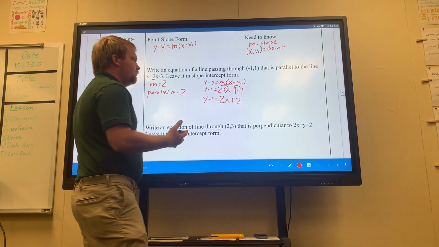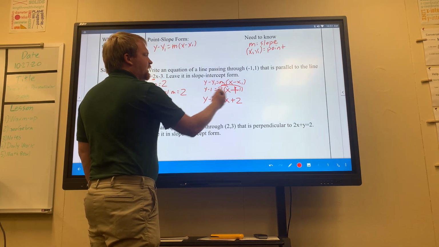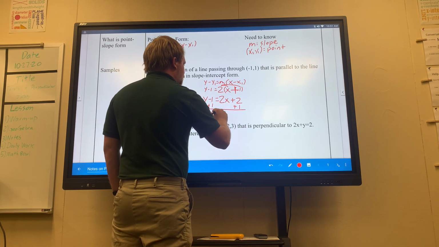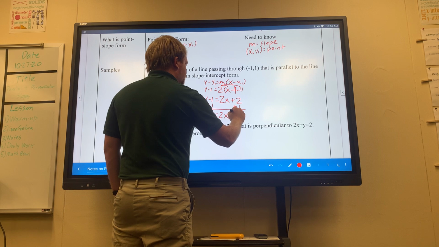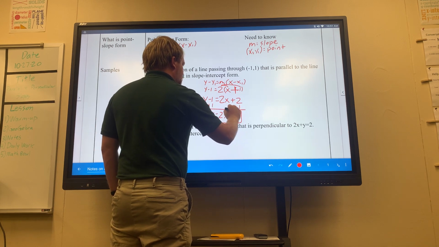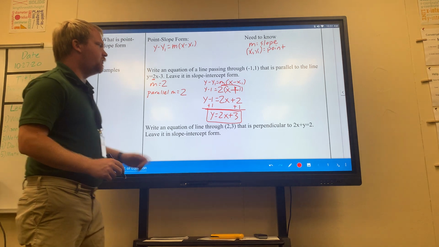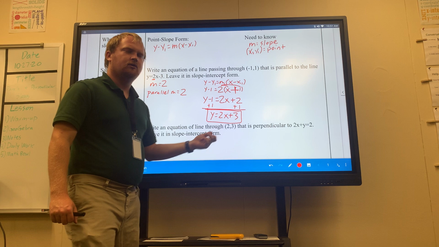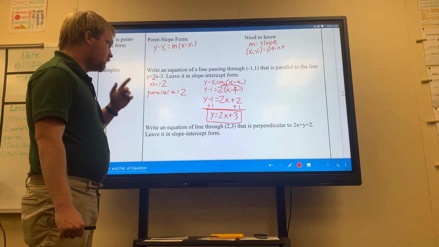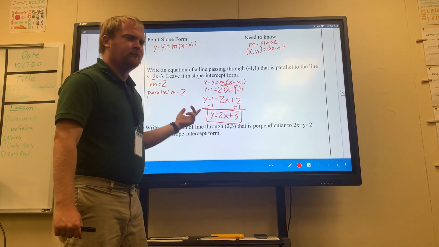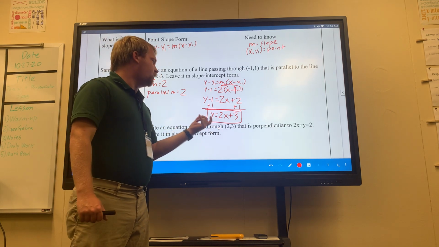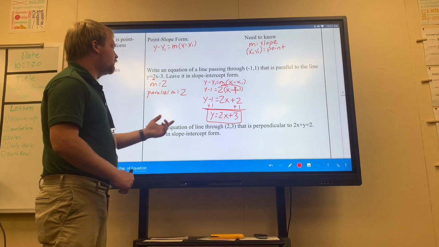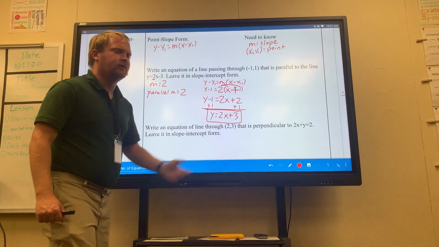Then, in order to get y by itself, I add 1 to both sides, and I get y equals 2x plus 3. Now that I have it in slope-intercept form, I'm basically done, because I have y by itself. So my equation is y equals 2x plus 3.